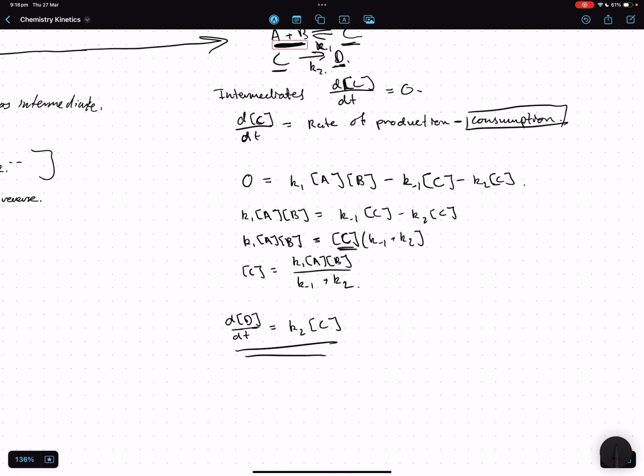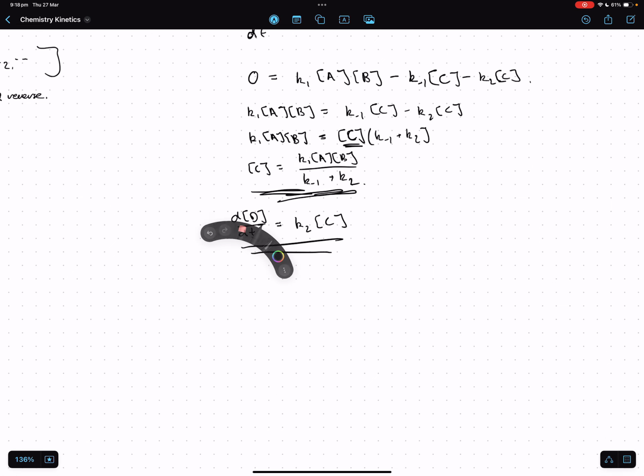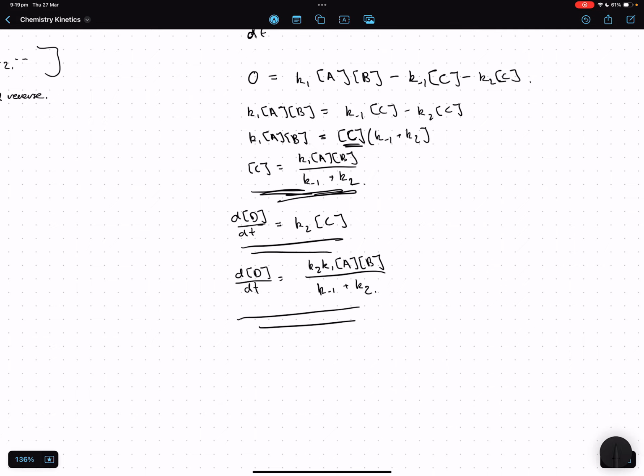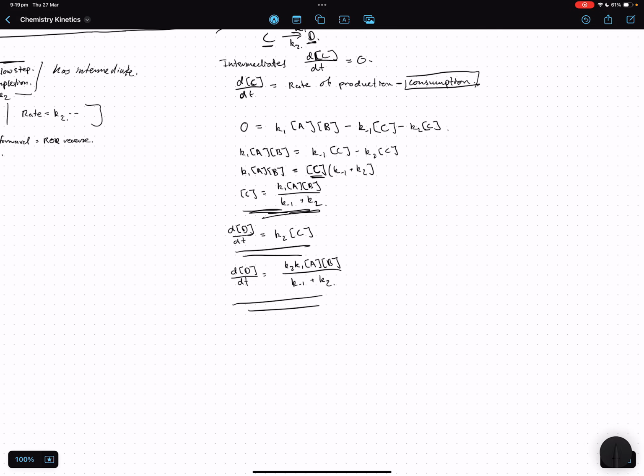So now we have C. That's the entire reason we did this nice escapade up here. It's because we want to work out C. So d[D]/dt is equal to k2 k1 [A][B] over k-1 plus k2. And so it all works out. It's very nice. And that's our rate law. That's what the steady-state approximation comes out to.